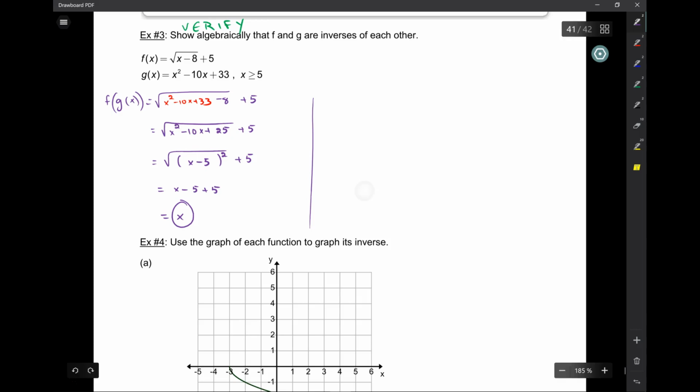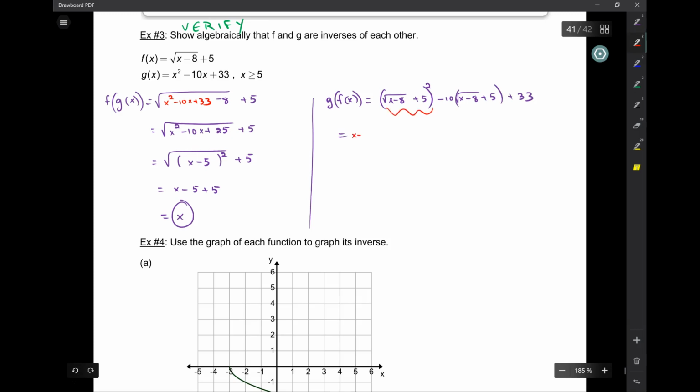So now let's do the other one. G of f of x. This is math heaven we're in right now. So g of f of x. Now, this one's a little bit more of a doozy, but it's fun. Okay, so x minus 8 plus 5, all squared, minus 10 times x minus 8 plus 5, quantity, plus 33. Right? Did we do that right? X squared minus 10x plus 33. Okay. Let's square this guy.